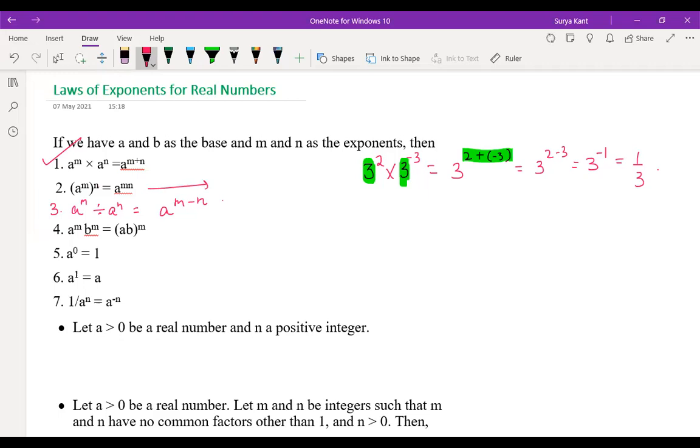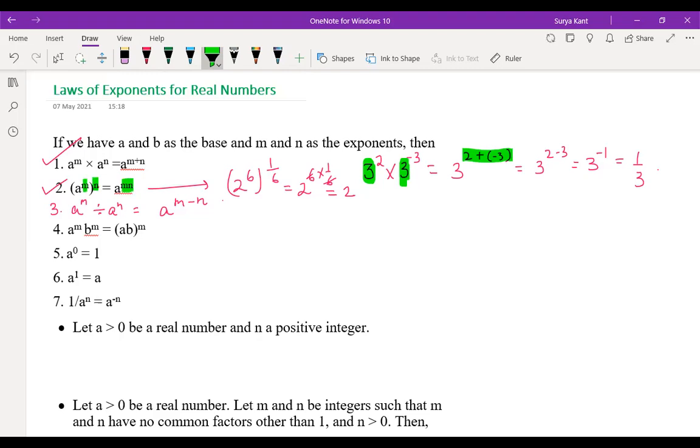For example, 2 to the power 6, all to the power 1 by 6. We can multiply here: 2 to the power 6 into 1 by 6, that is 2. So this law we are using in that question. First we solve the inside part, then we multiply the powers. a to the power m to the power n is equal to a to the power mn. Is it clear? Yes, sir. Okay, fine.